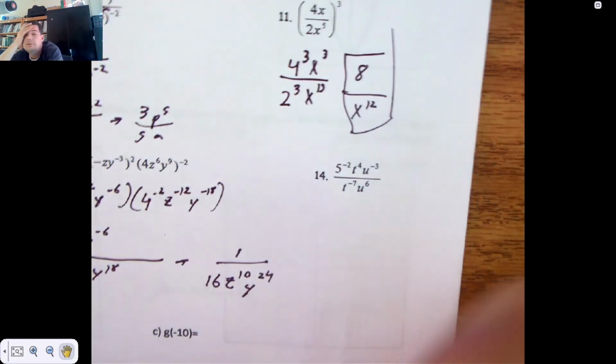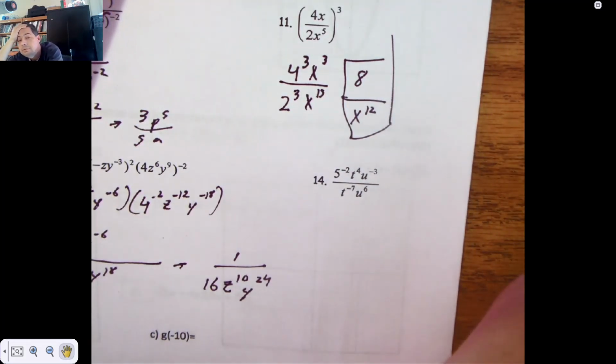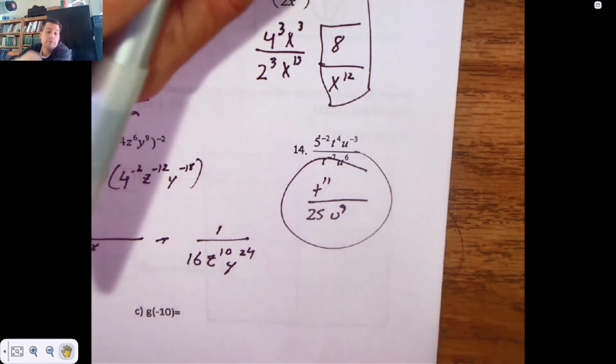And the last one I'm going to do, because I don't want to do anymore, is number 14. 5 to the -2nd is 25 down low. T to the 11th up top. U to the 9th down low. Hope you understood what just happened.